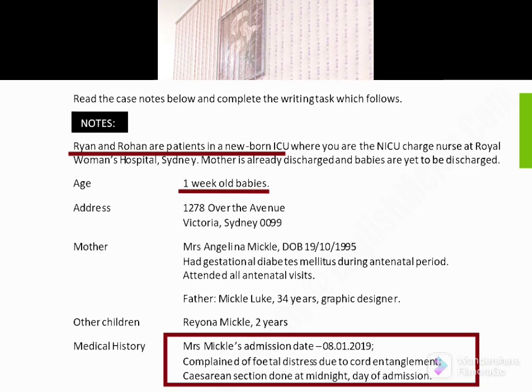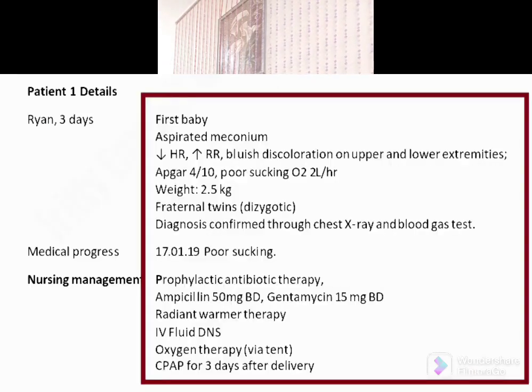She had gestational diabetes mellitus during the antenatal period, and she attended all antenatal visits. Father is Michael Luke, 34 years, and he is a graphic designer. They have another child, a 2 year old girl, Rayona Michael. And we will see the medical history. This mother was admitted on 8/1/2019 with complaint of fetal distress due to cord entanglement. So they took the patient for cesarean section at midnight on the day of admission. So the delivery date is 8/1/2019.